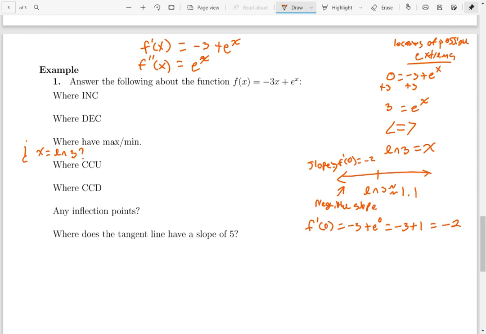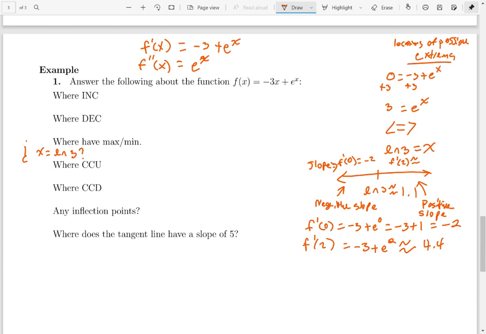But before I answer my increasing and decreasing question, I need to double check what happens to the right of 1.1. So to the right of 1.1, how about we find f prime of 2? We're probably going to have to do an approximation here because that's going to be negative 3 plus e raised to the positive second. I'm going to let my calculator do the work. That gives me approximately 4.4, and so that's going to be a positive slope to the right of 1.1.